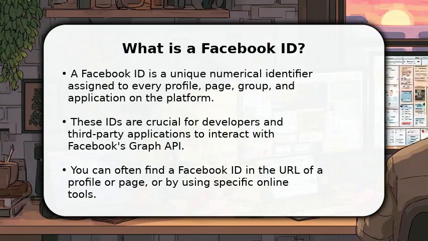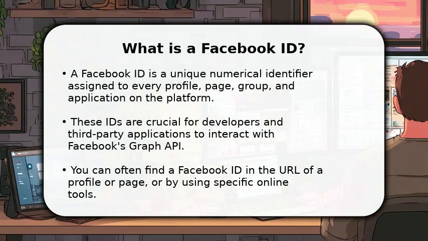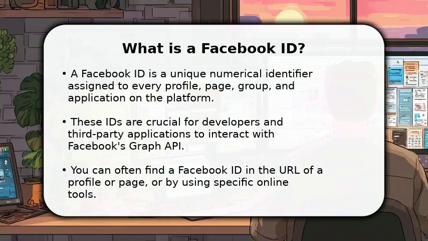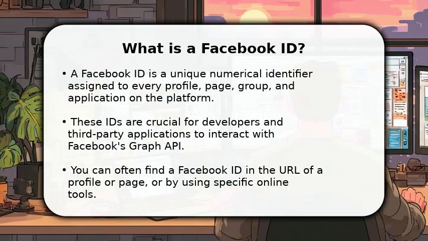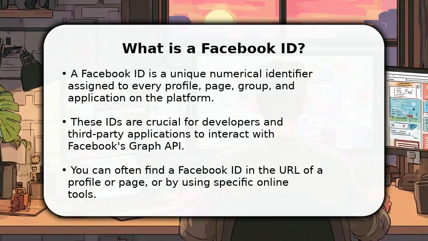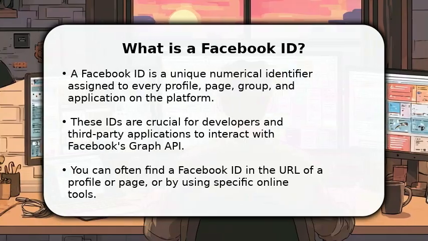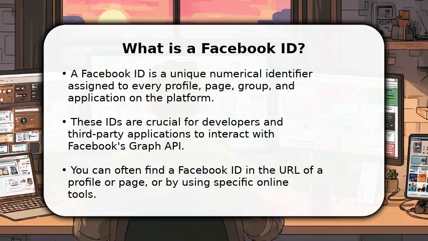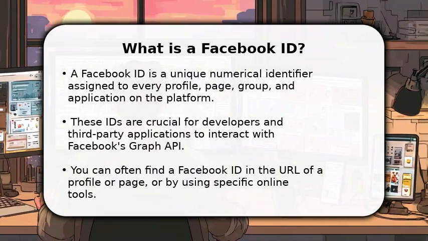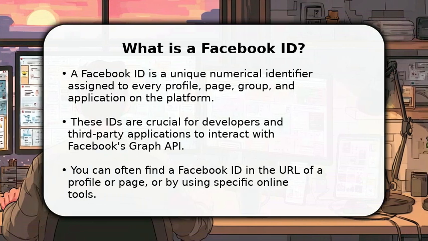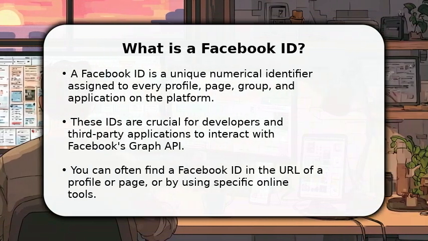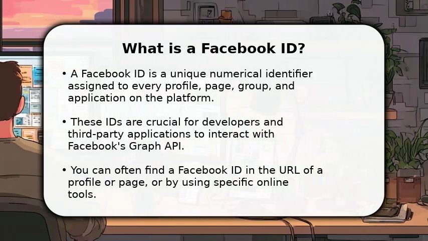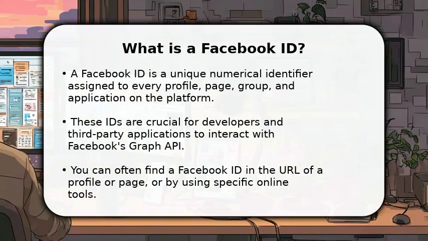In this video, I will explain Facebook ID. A Facebook ID is a unique numerical identifier assigned to every profile, page, group, and application on the platform. These IDs are incredibly important for developers and third-party applications, as they are the primary way to interact with Facebook's Graph API. You can often spot a Facebook ID as a series of numbers within a profile or page's URL, or by using specialized online tools designed for this purpose. It's a fundamental concept for understanding how Facebook's backend works.